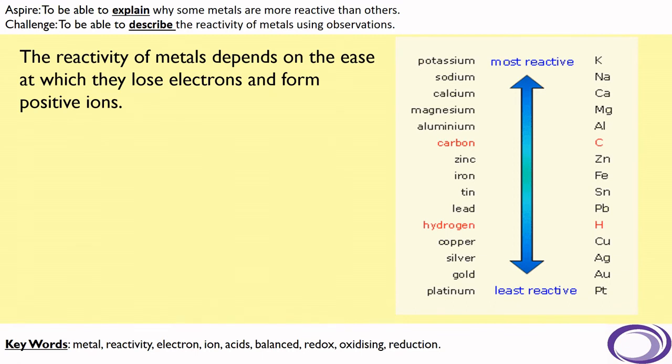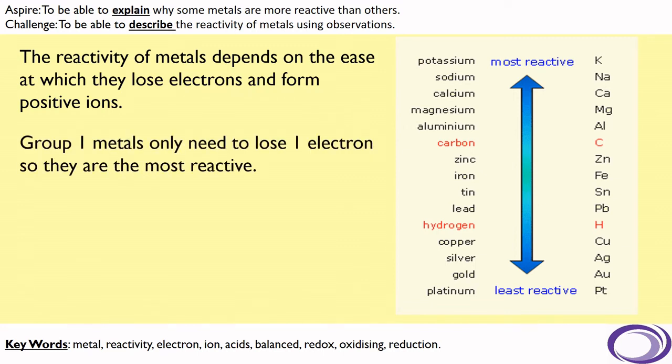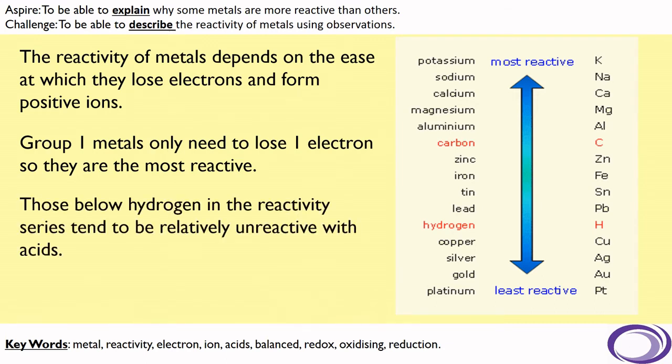Now, the reactivity series depends on the ease at which metals lose electrons to form positive ions. So the metals at the top of the reactivity series lose their electrons very easily. Group 1 only need to lose one electron, which is why they lose that electron easily, and that's why they are the most reactive. The metals that are lower in reactivity than hydrogen tend to be unreactive with acids.